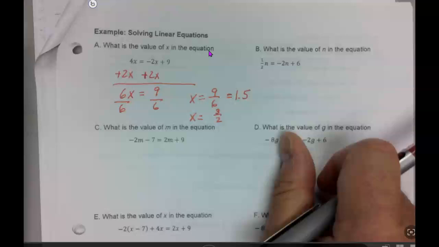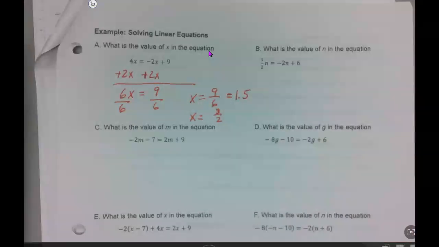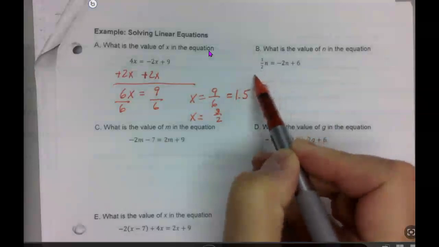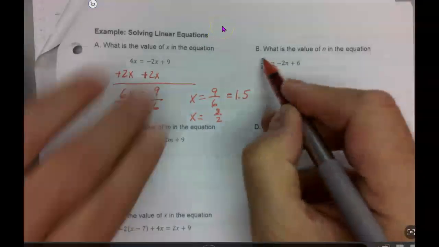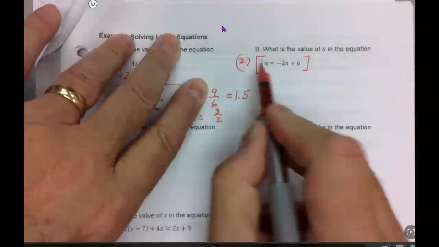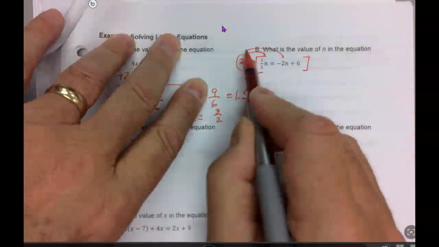I don't know. Okay, there's only one fraction, right? So what did I teach you to do? Multiply everything by what? By the bottom number, if there's one fraction. So I'm going to multiply everything by what? 2. To get rid of the fractions, or at least simplify, right? So I got to multiply here, here, and here.